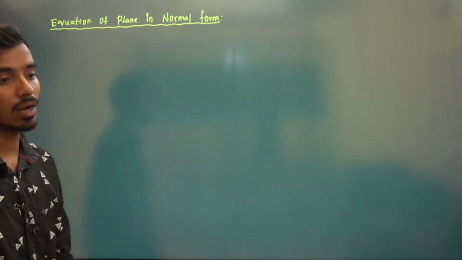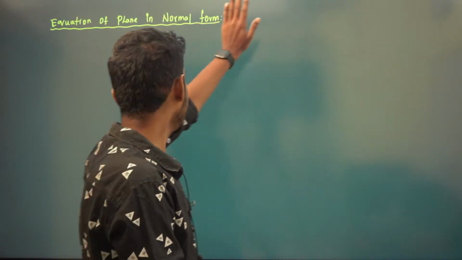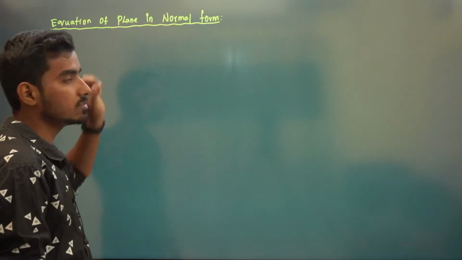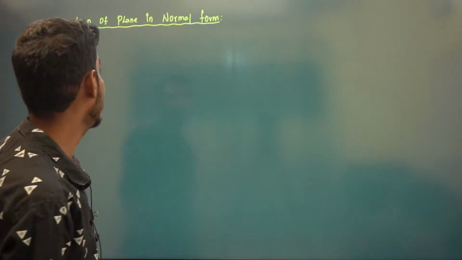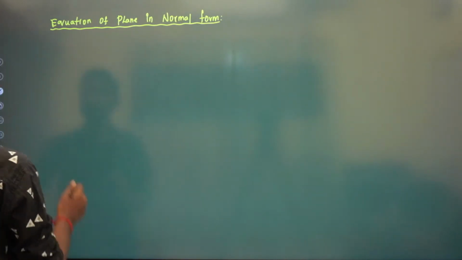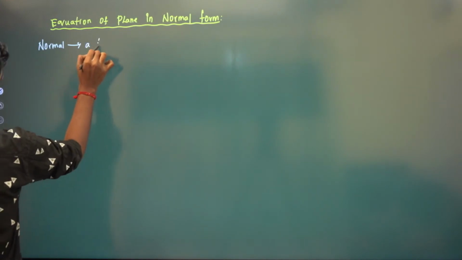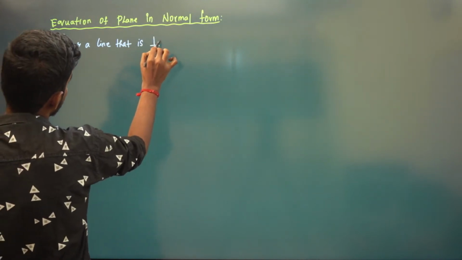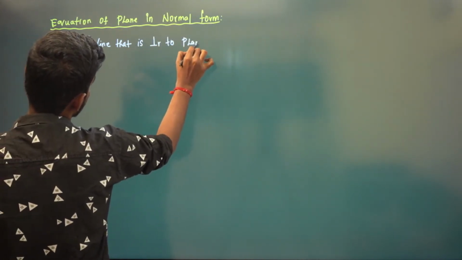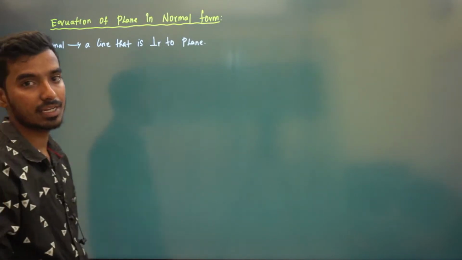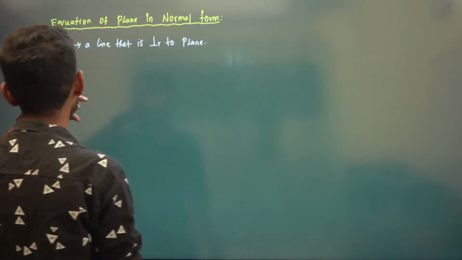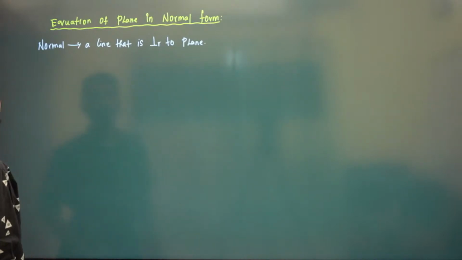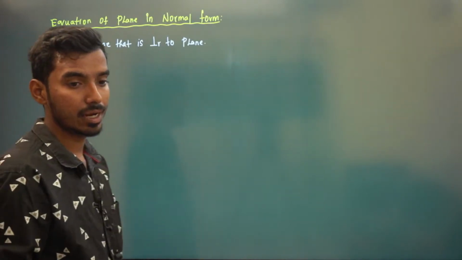What is normal? Normal is very simple. Any line that is perpendicular to something is called normal. So here normal means a line that is perpendicular to the plane. A line that is perpendicular to the plane is called normal. So first we're going to derive the equation of plane in normal form.